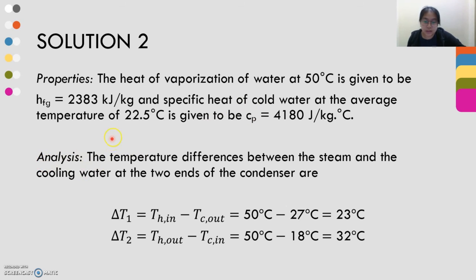Next is the analysis. First, we can find the temperature differences between the steam and the cooling water at both ends of the condenser. So we are to find both delta T1 and delta T2. For delta T1, we need to subtract T C out from T H in. So 50 degrees minus 27 degrees gives 23 degrees Celsius. For delta T2, we need to subtract T C in from T H out. So 50 degrees Celsius minus 18 degrees Celsius, we get 32 degrees Celsius for delta T2.